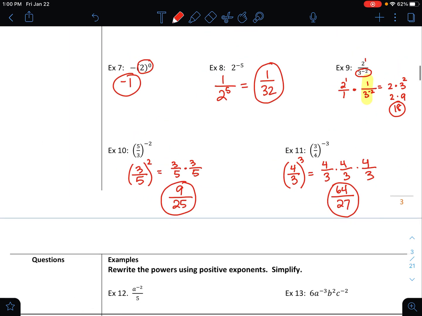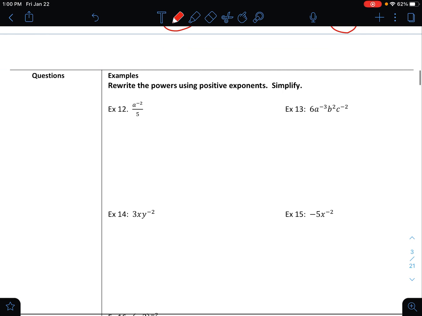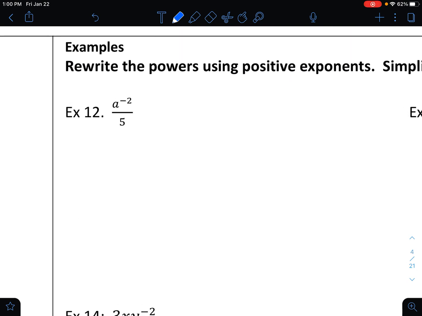Okay. So that's really that first page there. So all of those examples just gave you a little bit of the various types of exponents. Let's keep going. Let's do a little bit more. We're going to bring a couple of concepts together. Rewrite the powers using positive exponents, and let's simplify.